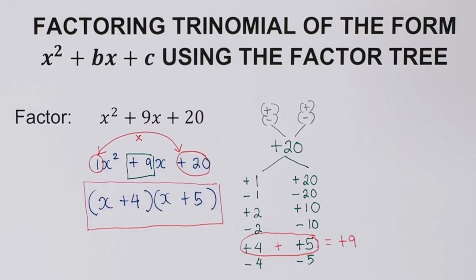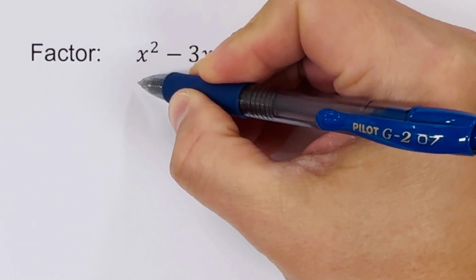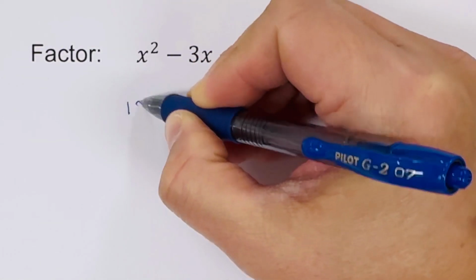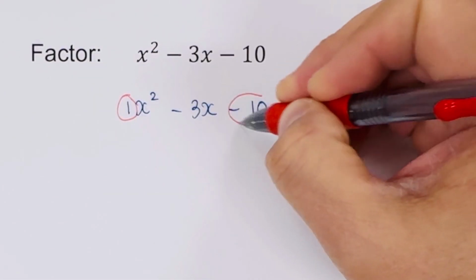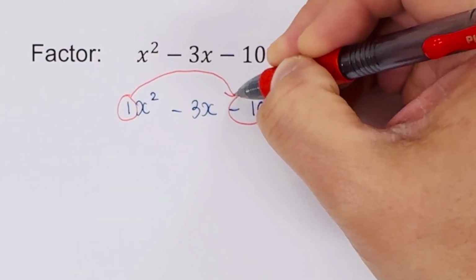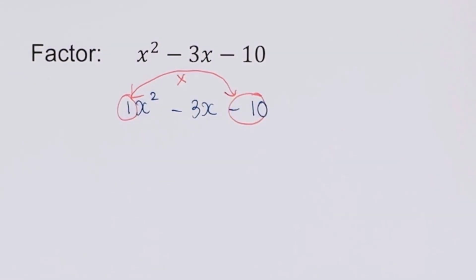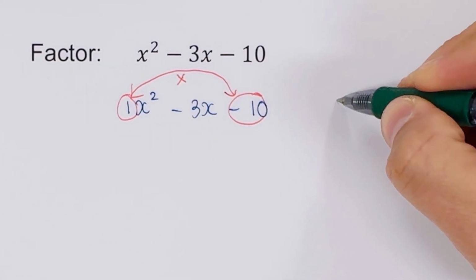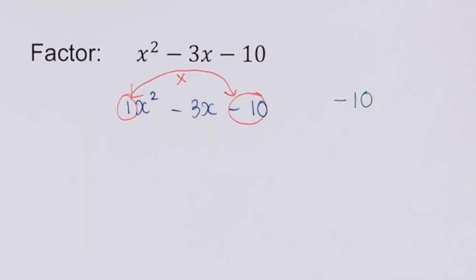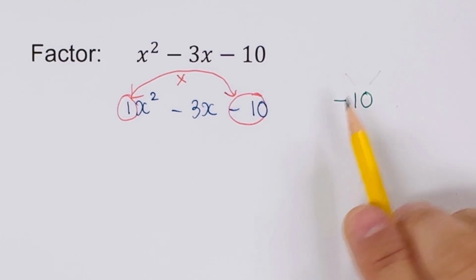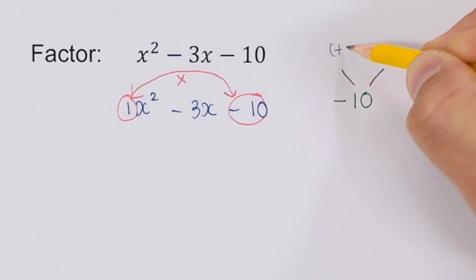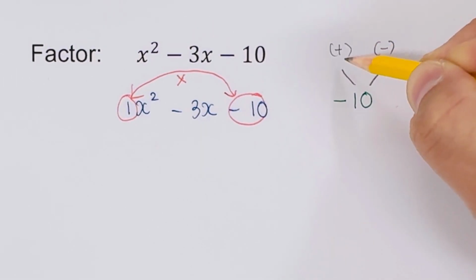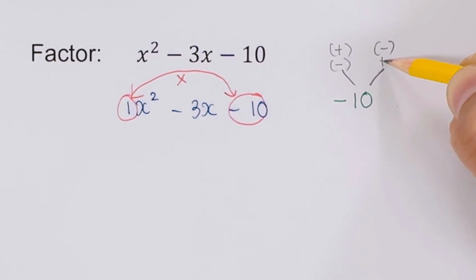Now let's have another example. So I'm going to go ahead and rewrite this expression that we have down here. Now we are going to multiply the a and the c. So that would be 1 times negative 10, which is negative 10. So I'm going to write that down here. That's negative 10. To get a product of negative 10, there are two possibilities. We can multiply a positive number and a negative number, or a negative number and a positive number.